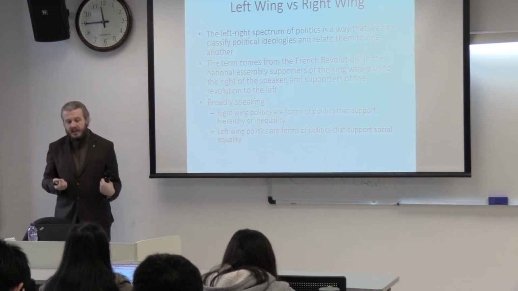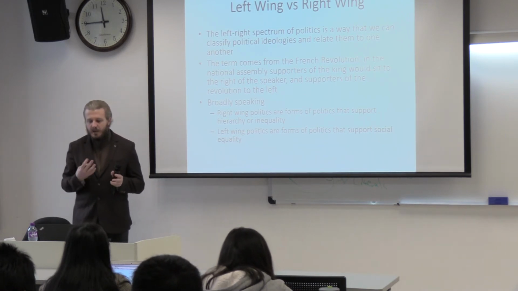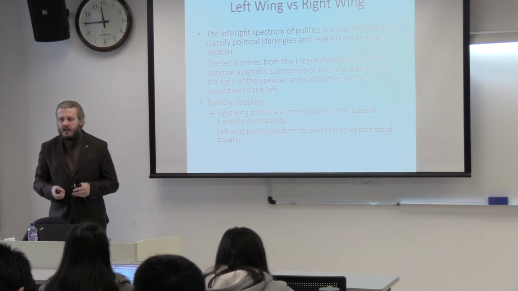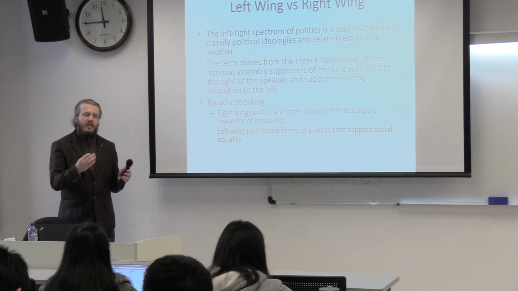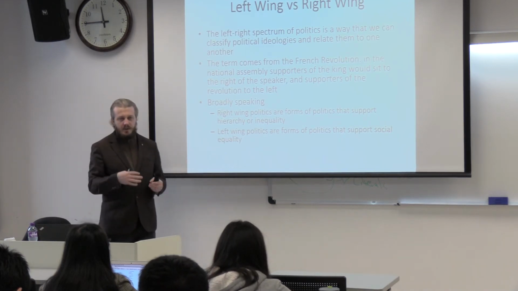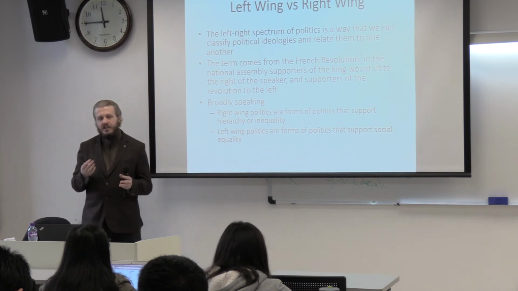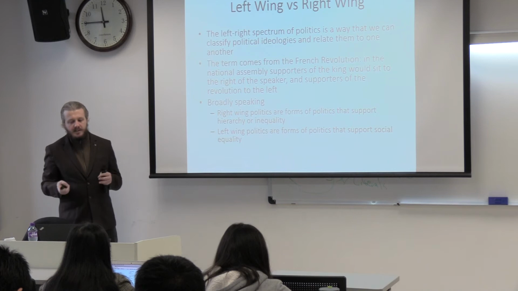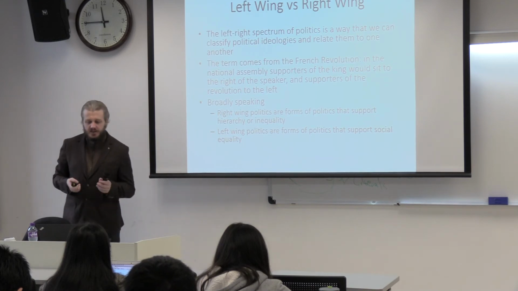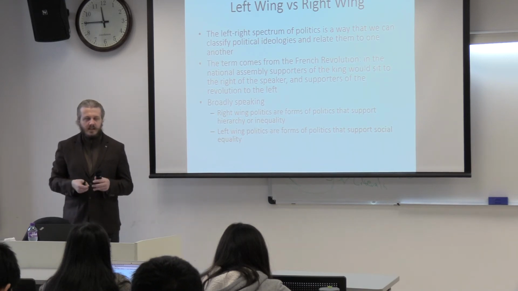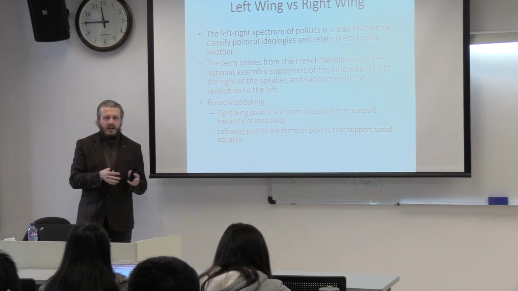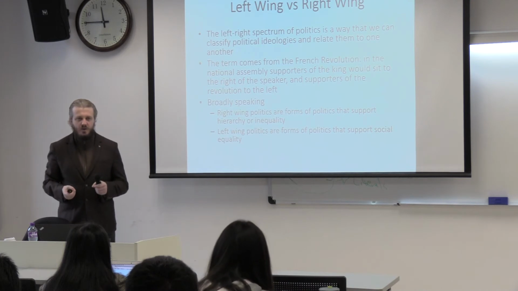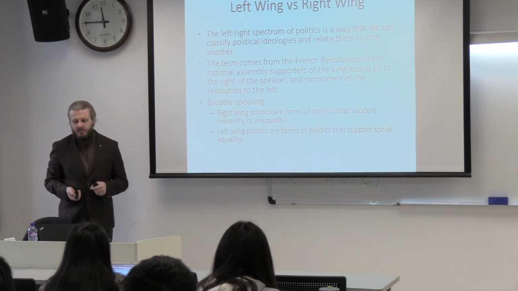And broadly speaking, right-wing politics is the type of politics that supports hierarchy or inequality. In the case of the French Revolution, the people who supported the king staying in power were clearly supporting a hierarchy, saying the king is better than you. Left-wing politics is broadly the type of politics that supports social equality, so that people should be the same in some way. Now that seems simple and easy to understand, and of course my job is to destroy that simple understanding and make it more complicated.